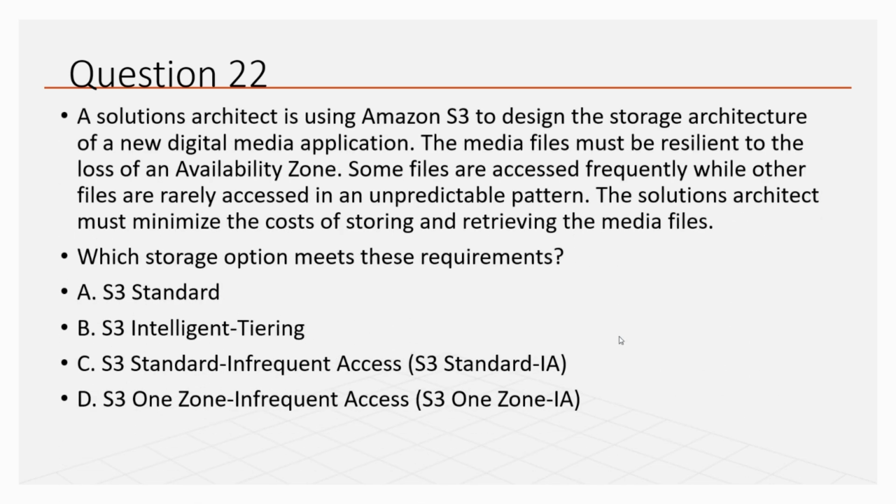Question number 22. A solutions architect is using Amazon S3 to design the storage architecture for a new digital media application. The media files must be resilient to the loss of an availability zone. Some files are accessed frequently while other files are rarely accessed in an unpredictable manner. The solutions architect must minimize the cost of storing and retrieving the media files. Which storage option meets these requirements? The options are A. S3 Standard, B. S3 Intelligent-Tiering, C. S3 Standard-Infrequent Access, D. S3 One Zone-Infrequent Access. And the correct option is B, S3 Intelligent-Tiering.